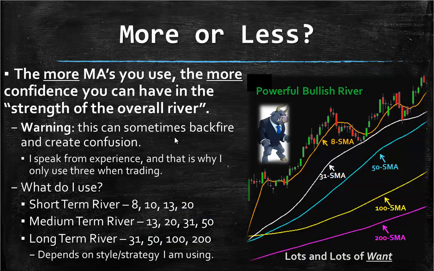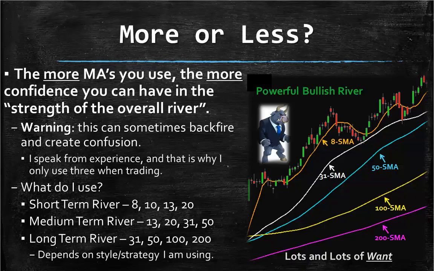So it's just going to depend on your strategy. Again, do you have to use these? No, that's not what I'm saying. Can you use them as starting points to experiment with? Yeah, I would recommend that. So the short term: 8, 10, 13, 20. Medium term: 13, 20, 31, 50. I know 13 and 31 and even 8 sound a little out of place, but there is a reason for those, and we'll get to that in the Fibonacci videos. But these are some good starting points.